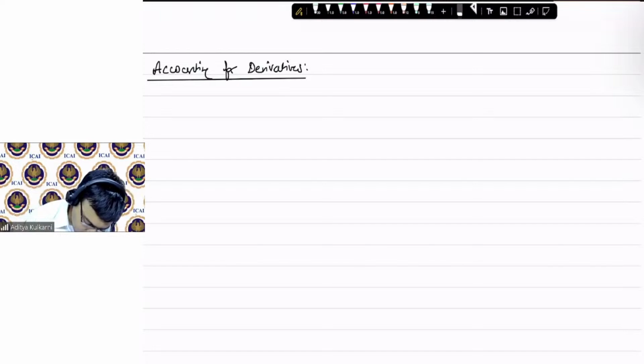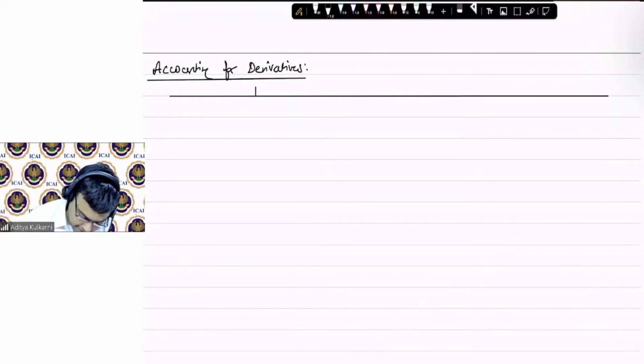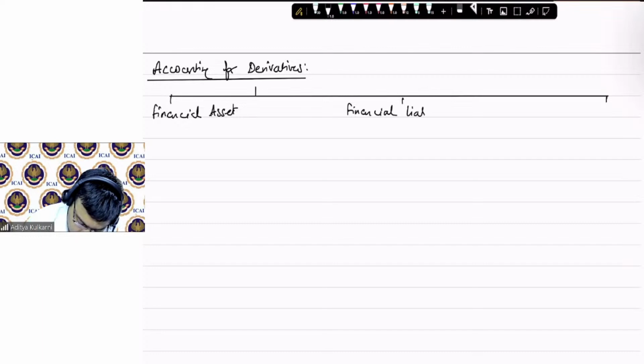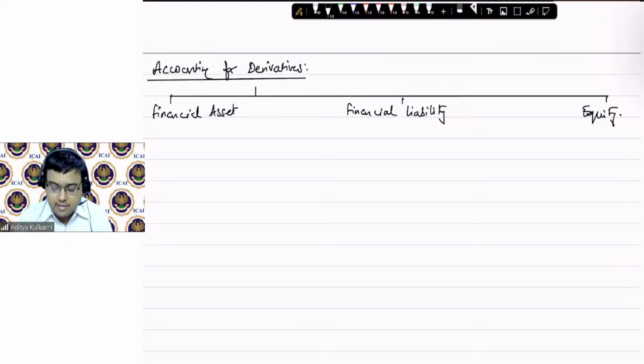Okay, so your accounting for derivatives is going to be based on three things. First one, if the derivative is a financial asset. Second one, if the derivative is a financial liability. And last one is equity. Last one is equity.